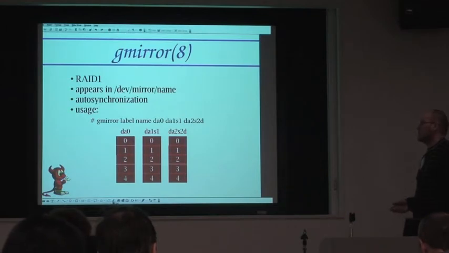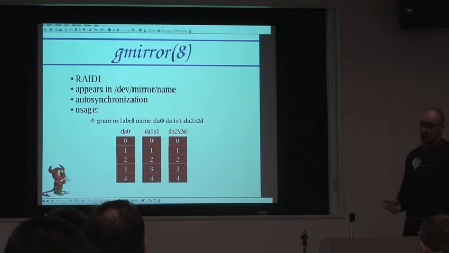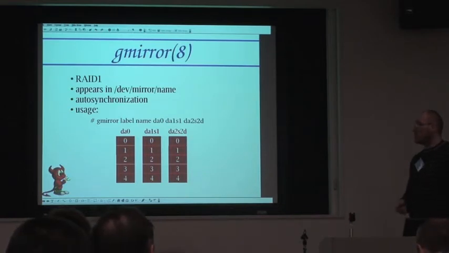We have GEOM mirror, which basically provides a simple, maybe not that simple, RAID 1 implementation. As in other examples, it appears in /mirror under the name we choose. It provides features like auto-synchronization, so when we have a power failure or system crash, it will detect that data may not be in sync, and it will try to synchronize our mirror.